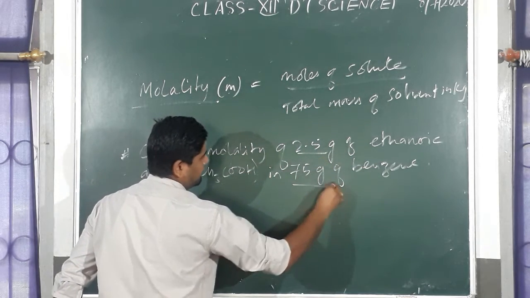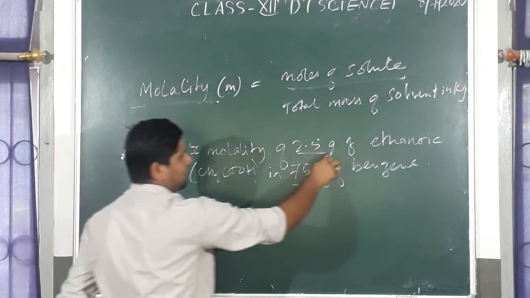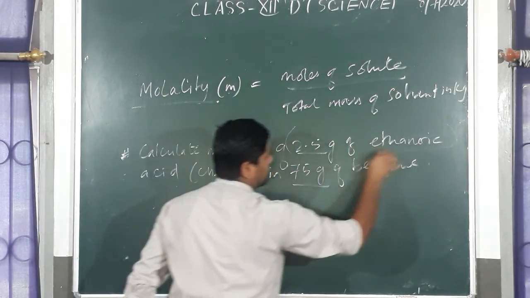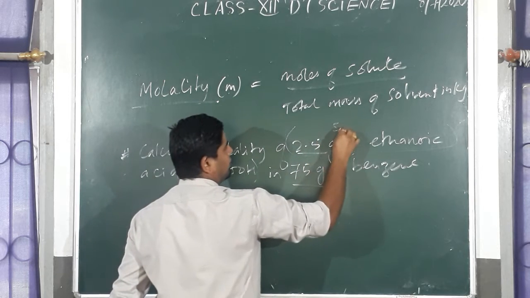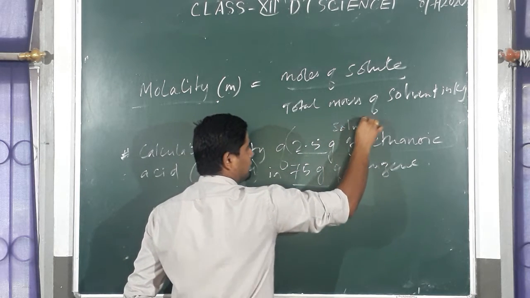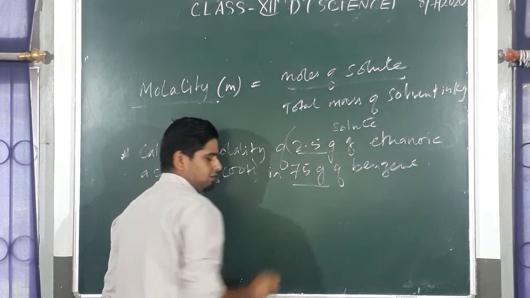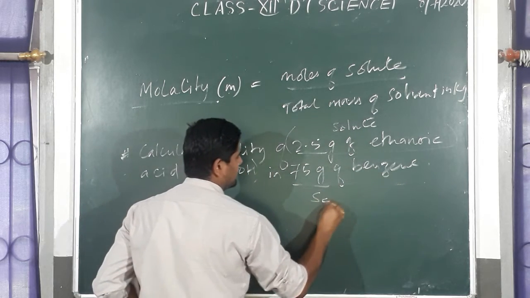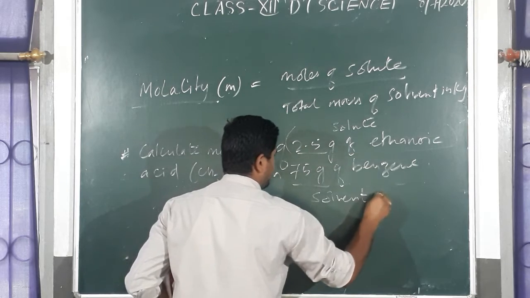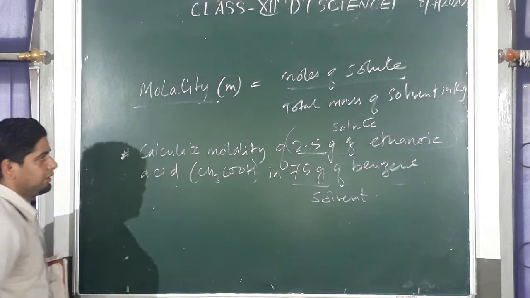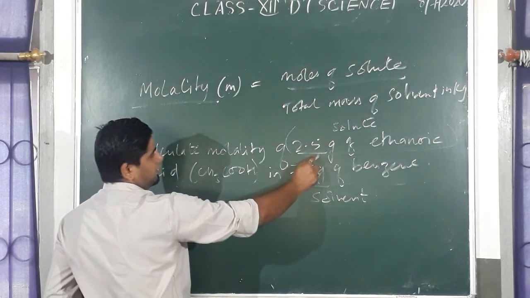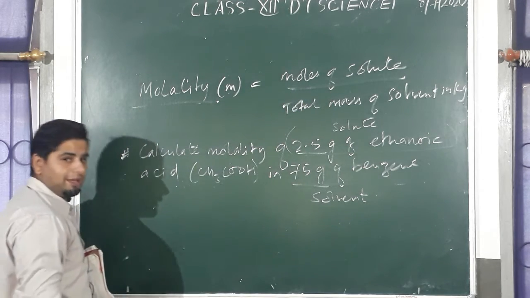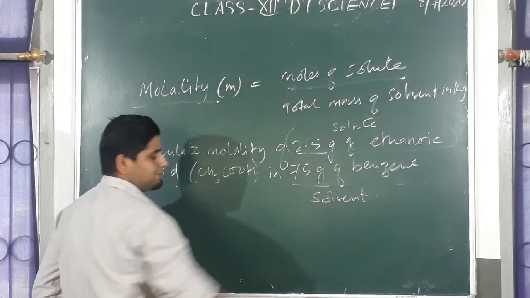2.5 gram of ethanoic acid, 75 gram of benzene. Ethanoic acid will be solvent or solute? Solute, because it is in lesser extent. Got it? So 75 gram of benzene will be solvent. So this will be the solute, then we need to find the moles of the solute. How can we find the moles of the solute? By dividing the given mass by molecular mass.